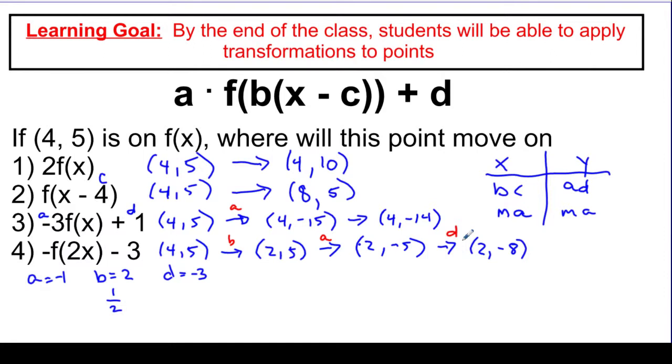So again, the idea here is we can specifically say that the point 4 comma 5, after all of these transformations, is going to end up very specifically at the point 2 comma -8, and we can do this for all of the points that we graphed on the parent function and actually get a very accurate graph of what the newly transformed function is going to look like.